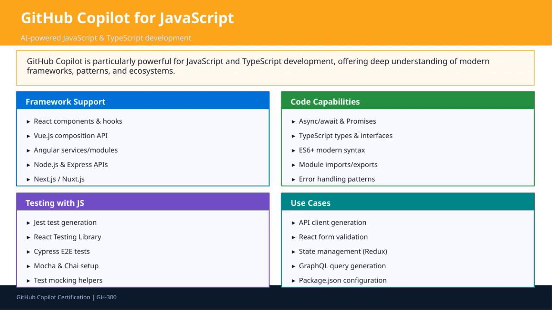Finally, Copilot is very practical in real-world use cases, generating API clients, handling React form validation, managing state with Redux, creating GraphQL queries, and even configuring package.json files. This breadth of functionality makes it an indispensable tool for accelerating and improving JavaScript and TypeScript development workflows.